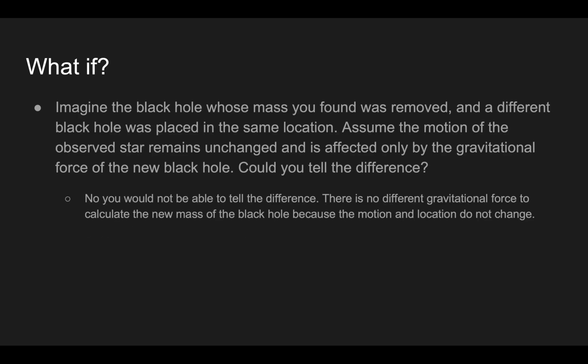So, what if the black holes were changed? Well, if the black holes were changed and the location plus motion of the star remained the same, then it would not be possible to determine the difference between the two. The gravitational force does not change, so it would be impossible to calculate the new mass of the black hole because the force is equal to the gravitational constant multiplied by the two masses divided by the distance squared. Nothing else in this calculation changes, so telling the difference between the two is impossible.